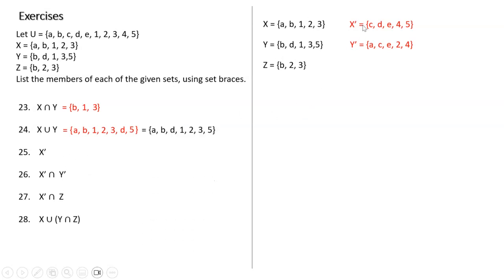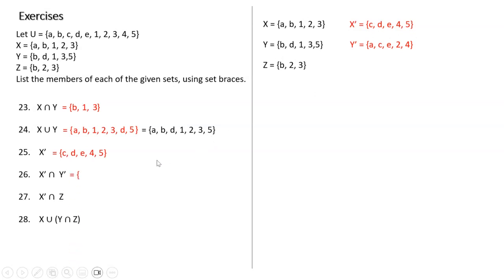Okay. Now, 25, the complement of X, right? We already got the answer here on the right. So that's my answer, right? On the right. C, D, E, 4, 5. Now, 26, the complement of X intersecting the complement of Y, right? So we already have them here on the right in red.